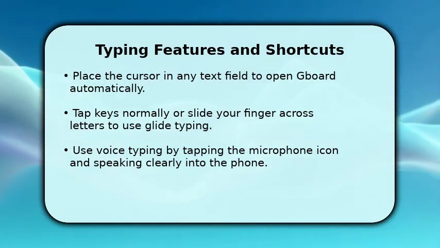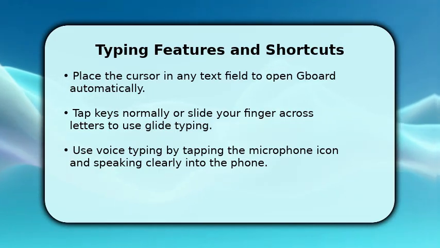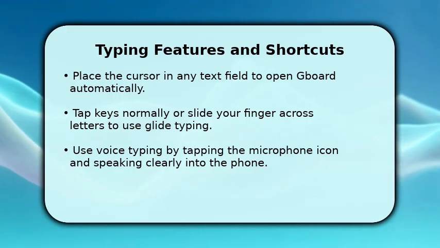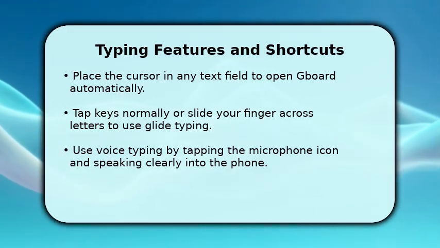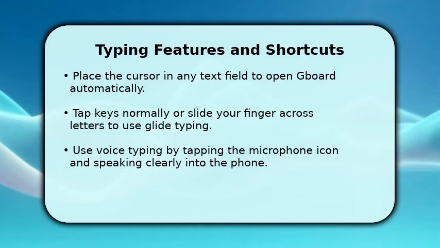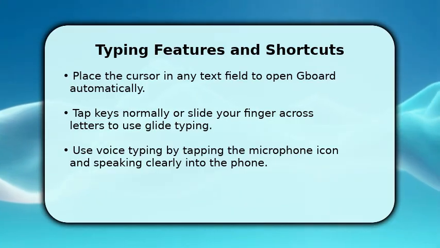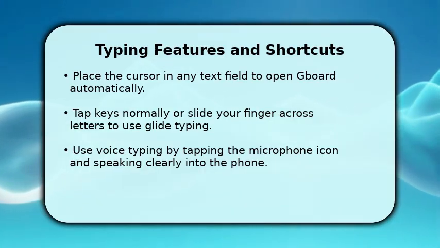Tap keys normally or slide your finger across letters to use glide typing. Use voice typing by tapping the microphone icon and speaking clearly into the phone. Access emoji, GIF, and stickers from the emoji key on the toolbar. Tap Clipboard to paste recent items and pin frequently used snippets for quick access.